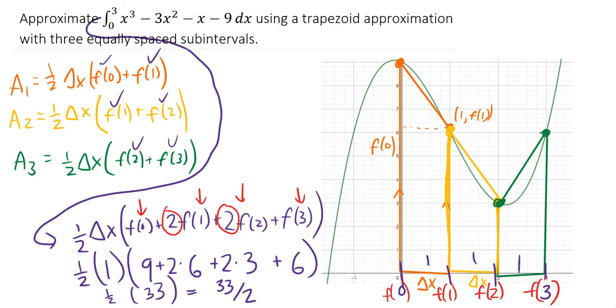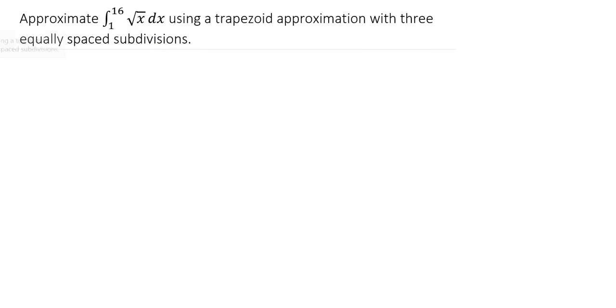And each time I'm going to have to double the ones in the middle, but not the ones on the end. I double everything except for f of 0 and f of 3. And I always multiply in front by 1/2 delta x. So I could find each individual trapezoid, or I could know that's the pattern overall, and that pattern overall will save me some time. Moving on.